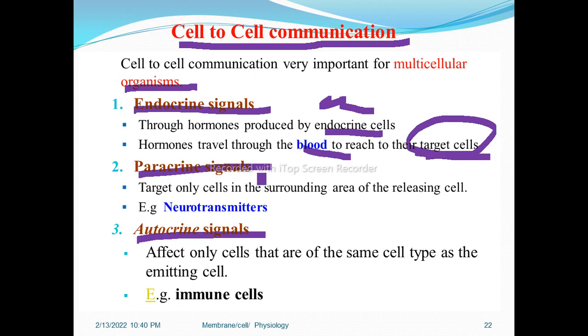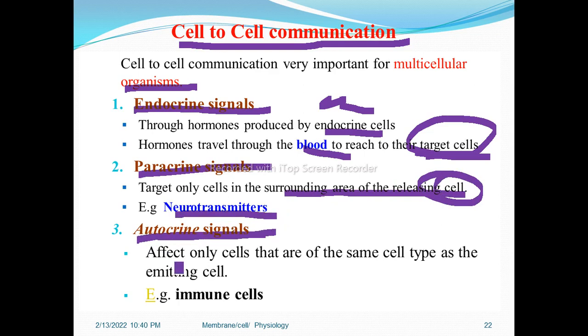The other is paracrine signals. These target only cells in the surrounding area of the releasing cell. An example is neurotransmitters. And the other is autocrine signals, which affect only cells that are of the same cell type as the emitting cell. An example is immune cells.